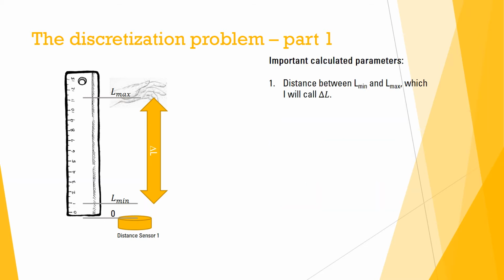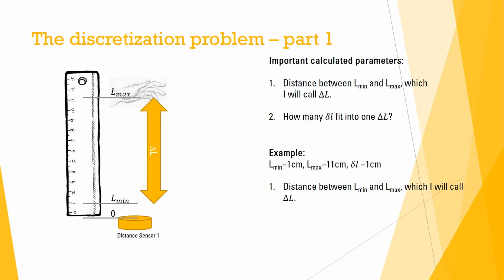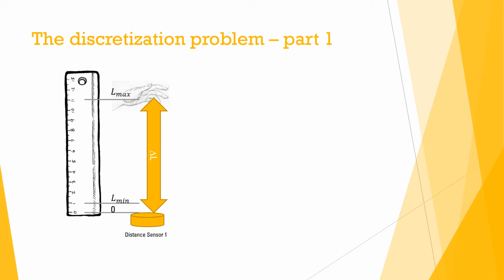You need to calculate the distance between Lmin and Lmax, and that's capital delta L. And then you need to calculate how many little delta L's fit into one large delta L. So if Lmin is 1 centimeter, Lmax is 11 centimeters, and little delta L is 1 centimeter, then your overall measurable distance is 10 centimeters. And so you can fit capital delta L over a little delta L, which is 10 over 1, so you can fit 10 units between your minimum and maximum distance.